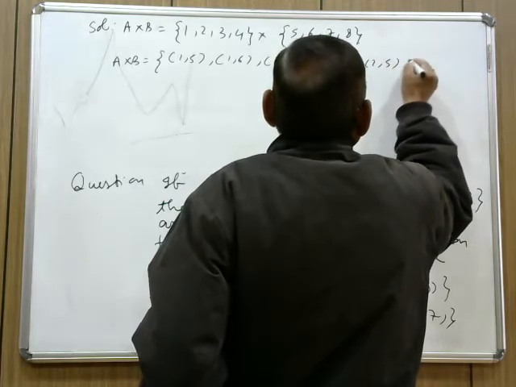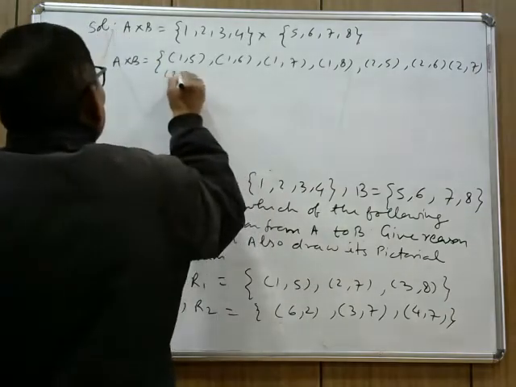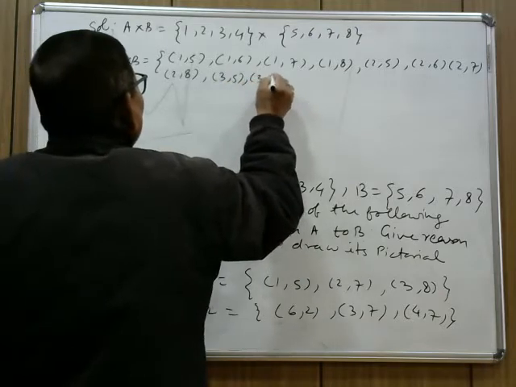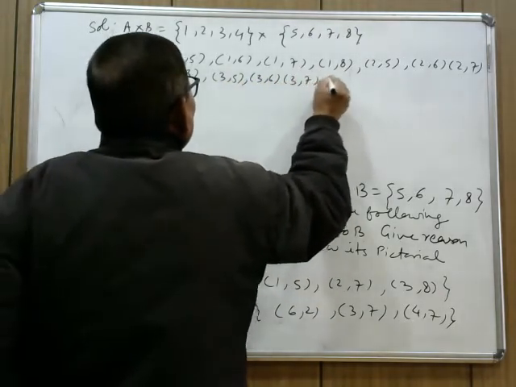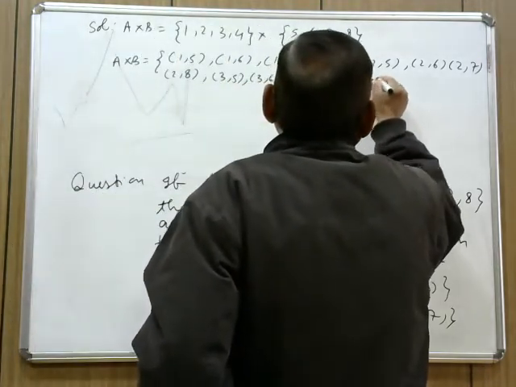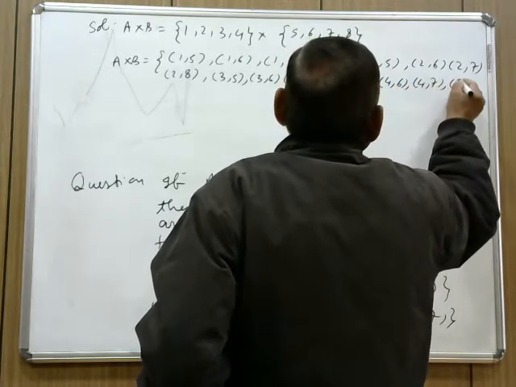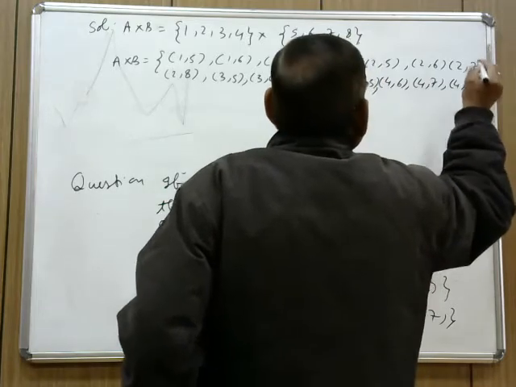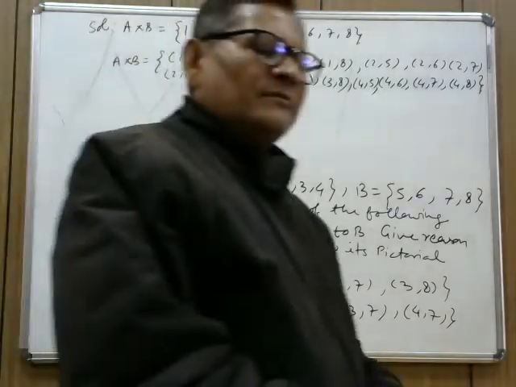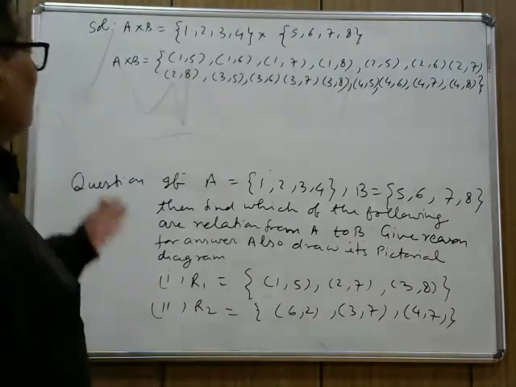2 5, 2 6, 2 7, 2 8 and 3 5, 3 6, 3 7, 3 8. Then 4 5, 4 6, 4 7 and 4 8. So in this way you have written A cross B. A cross B has 16 elements because there are 4 elements in A and 4 elements in B. The number of elements in A cross B is 16.